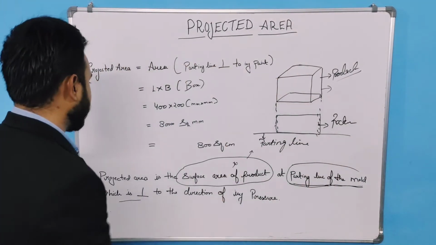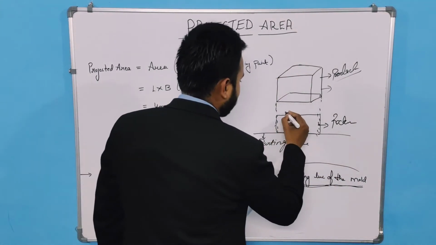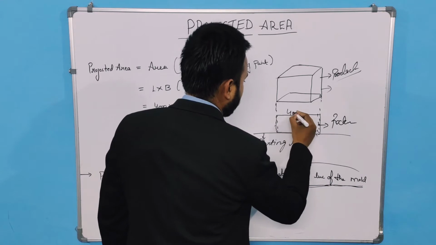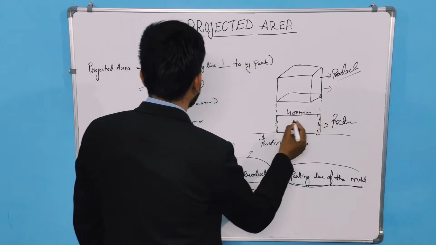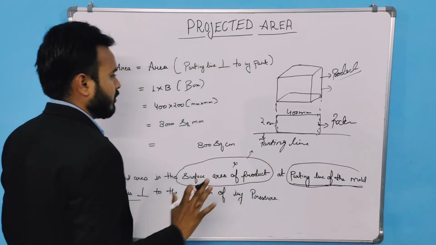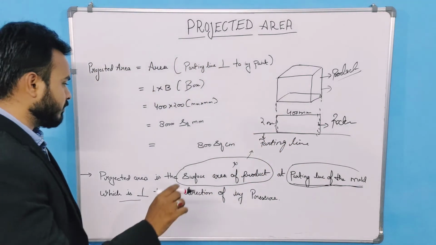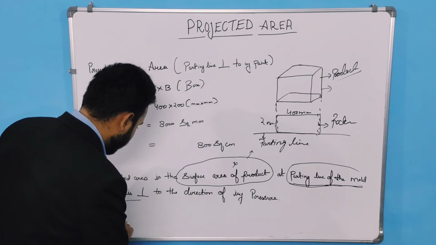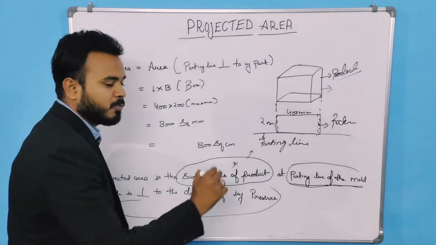Now I'm giving its dimensions. This is its length. Length is about 400 mm and width is about 200 mm. So this was the product formed, and it was mentioned that it is perpendicular to the direction of pressure.